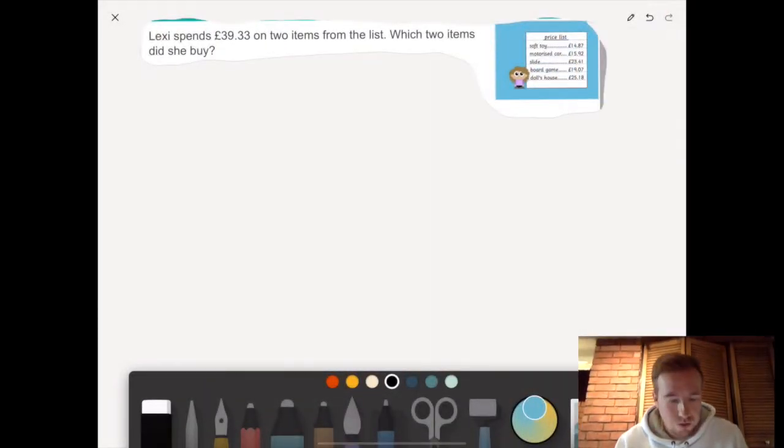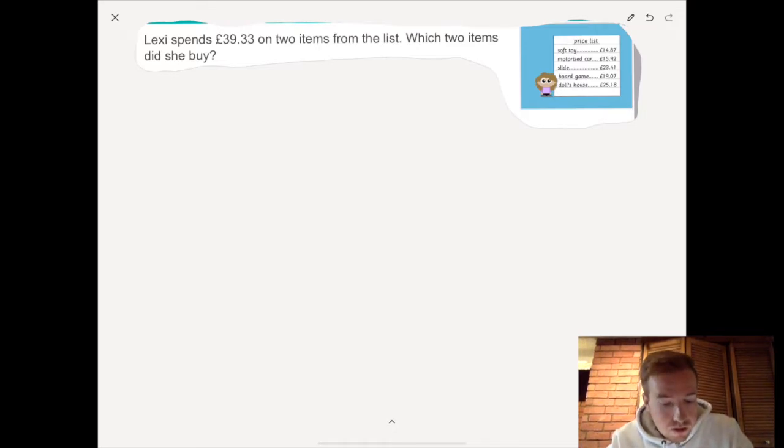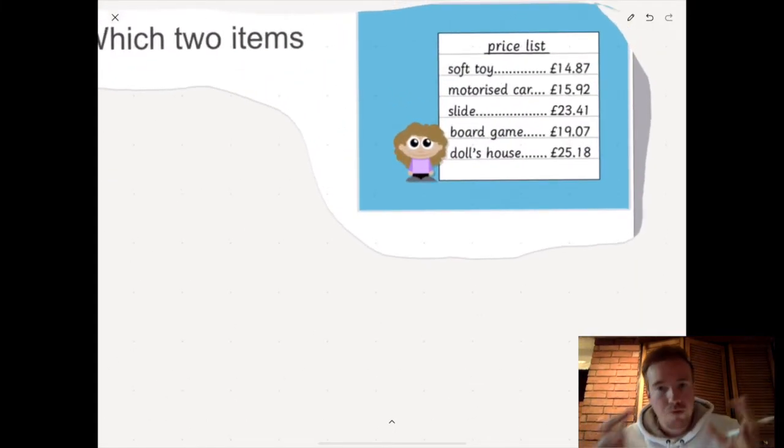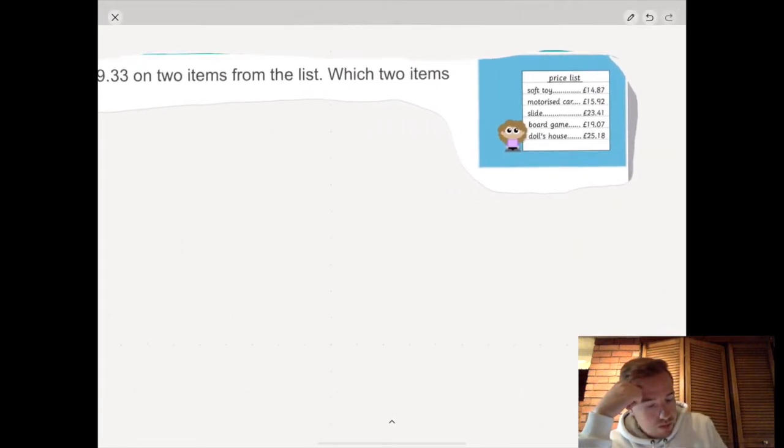So you've had a look at the question by now, hopefully. I've got it at the top of my screen as usual. Really interesting question, because it's a lot of trial and error. You're finding the two items that Lexi bought if you know that she spent £39.33. So you're adding different combinations of these two items together. You're finding out which ones add to £39.33.